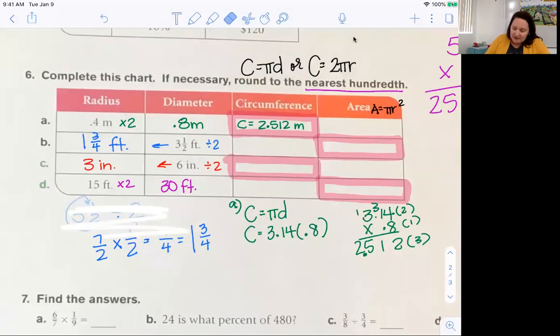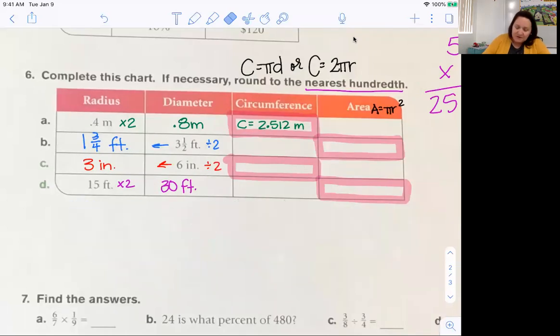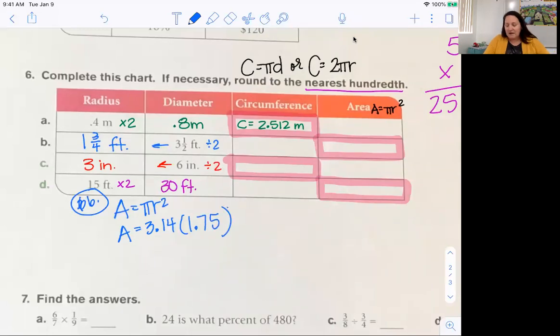I'm going to erase this down here, guys. So as I go, if you need to, go back and pause if you still need it, but let's keep going. Letter B, I have a 1 3/4 foot radius. Okay. Now, do I want to multiply with fractions? Probably not. I probably want to change this to a mixed number, okay? Area equals, this is 6B, pi r squared. Area equals 3.14 times our radius squared. And our radius in this case is 1.75 feet. And how do I get that? Well, 1 3/4 is 1.75.